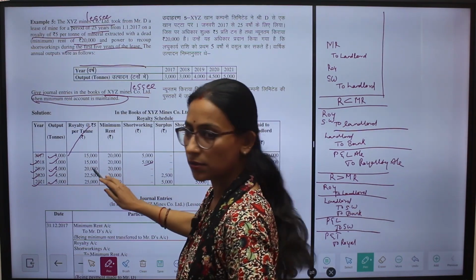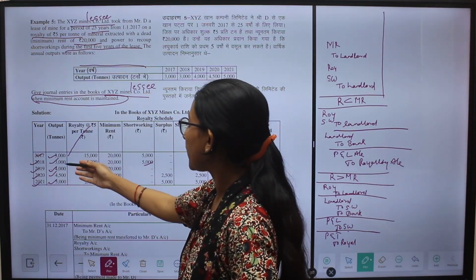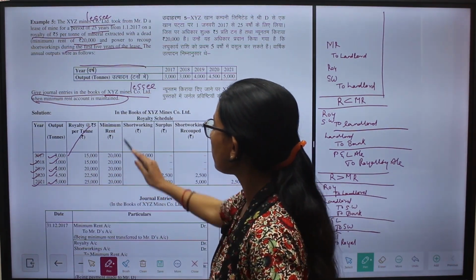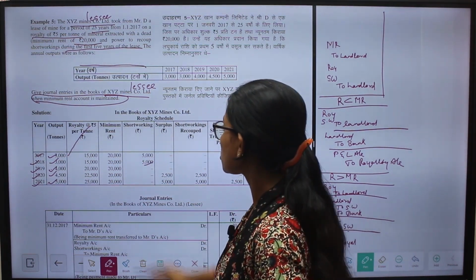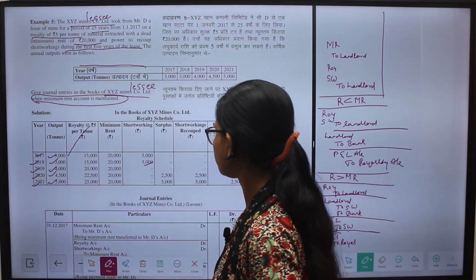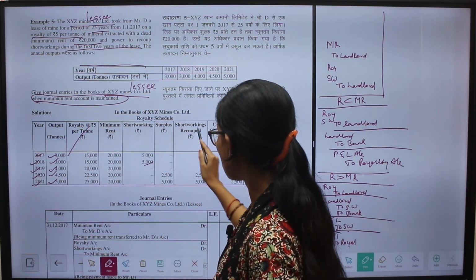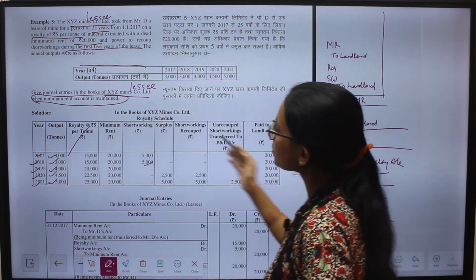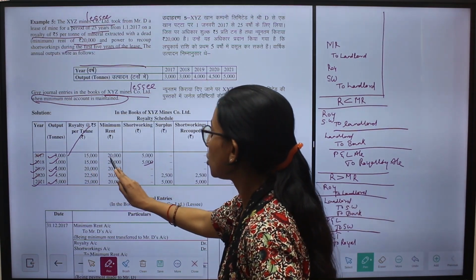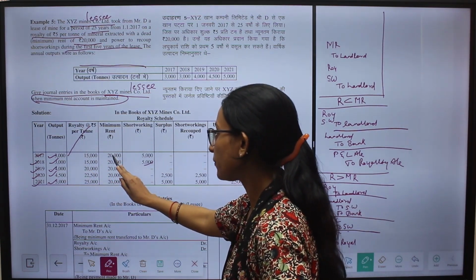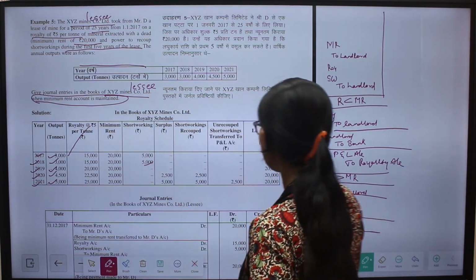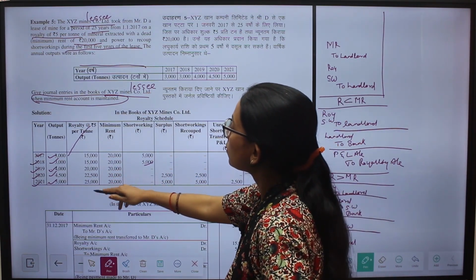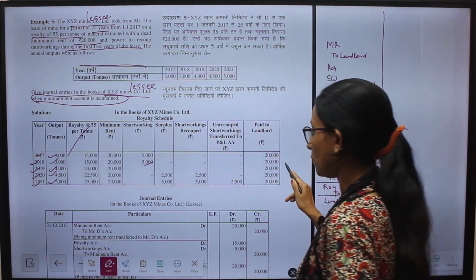Then in the next year, again a royalty of 15,000 rupees has been produced. Minimum rent is 20,000, so the short working is rupees 5,000. No surplus, no recoupment option, no transfer. Payment to the landlord will be the maximum of royalty and minimum rent. So in the first year the maximum is 20,000, so we will pay the landlord 20,000 rupees. In the second year also we will pay 20,000 to the landlord.